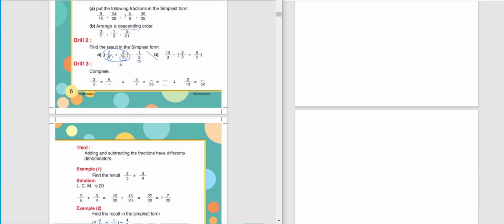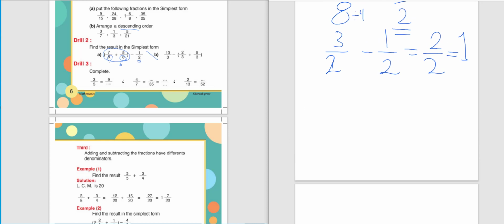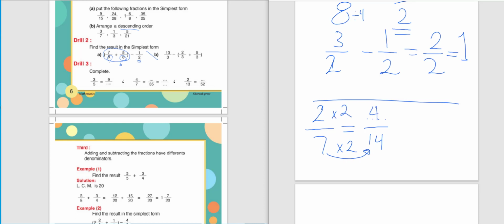In drill 3, for example, as we did before, if we have 2 over 7 equals 4 over a space. So 7 becomes 14. So we will divide or times. We will times. Why? Because 7 increases. So we will multiply. Multiply by what to get 14? Multiply by 2, and also here by 2. So 2 times 2 equals 4.